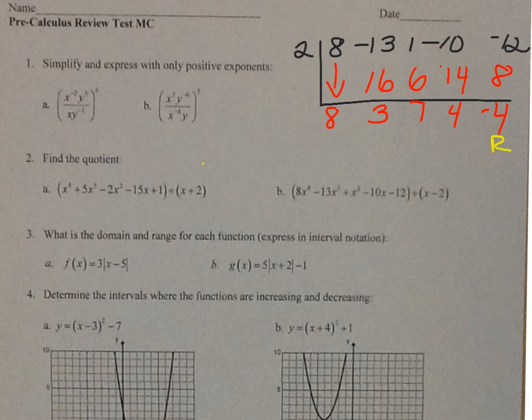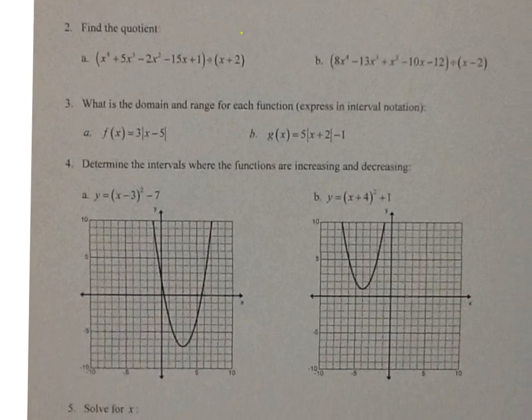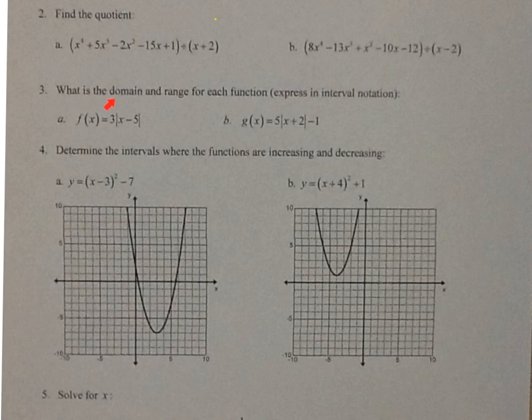So this is your remainder, constant, x, x squared, x to the third. So it's going to be 8x to the third plus 3x squared plus 7x plus 4 minus 4, because that's my remainder, over what we're dividing by, which is x minus 2. Okay, so let's take a look at number 3. Number 3 says, what is the domain and range of the function? So let's graph these on the calculator.